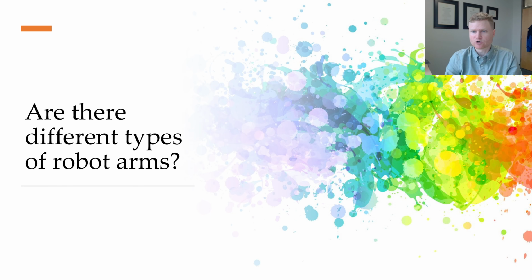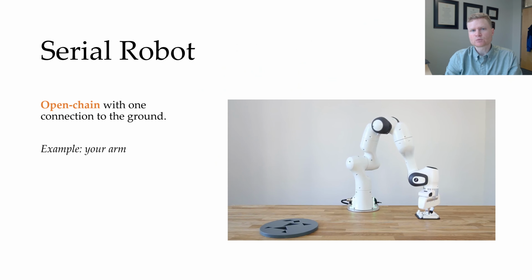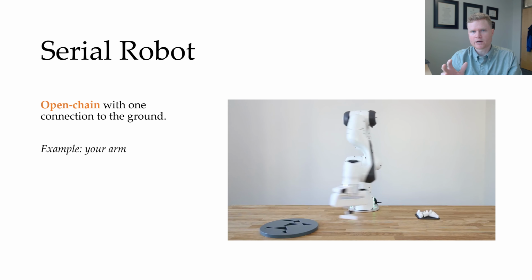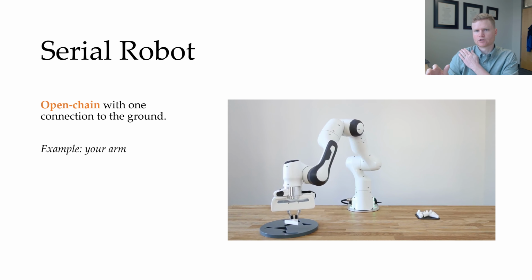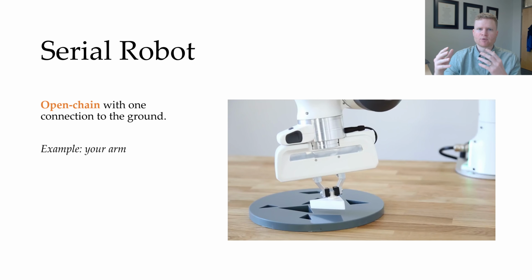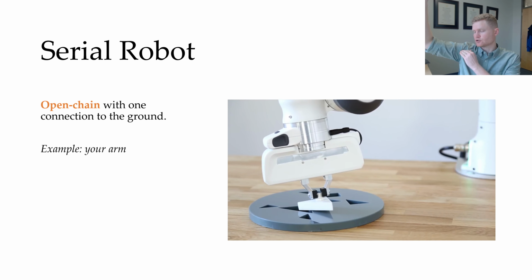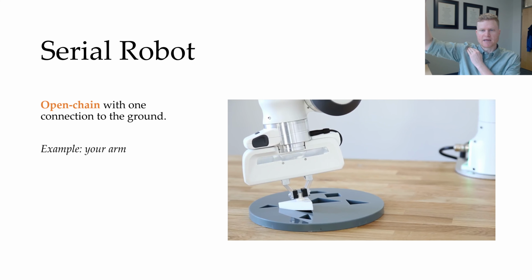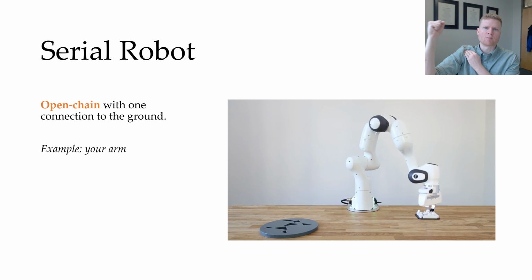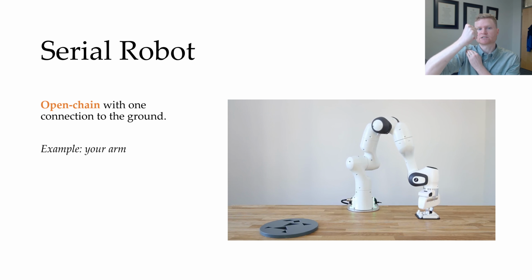Okay. So yes, there are different types of robot arms, and really there's two very common types of robot arms that we need to know about. The first one is a serial robot. Now, a serial robot has got one open chain with a connection to the ground. As an example, let's just take our own arm, right? So if you think about your own arm, you can think about your shoulder as the ground, sort of the base of this arm, and then here's the rest of the arm moving in space. This would be an example of a serial robot because it's an open chain.